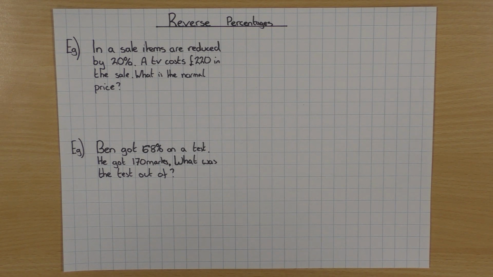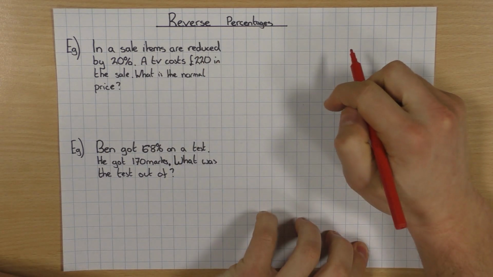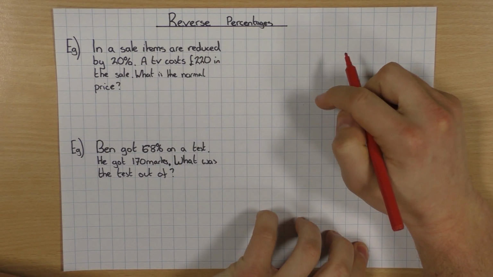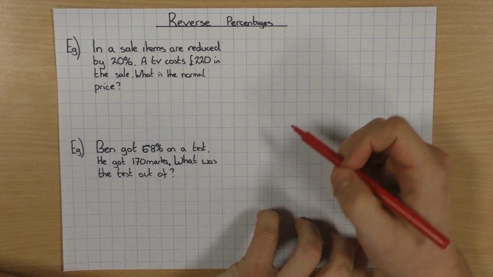I'll show you both, and pick one, or by all means, if you can't do a question with one of the methods, you've also got another one up your sleeve. I'm going to start off with the decimal multiplier one for this first example. In a sale, items are reduced by 20%. A TV costs £220 in a sale. What was its normal price?